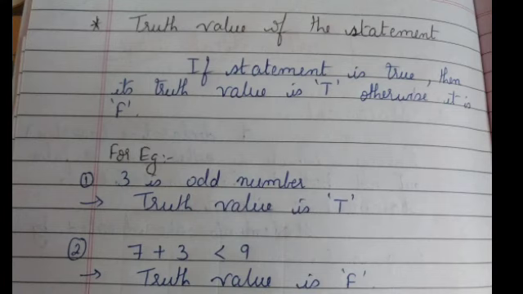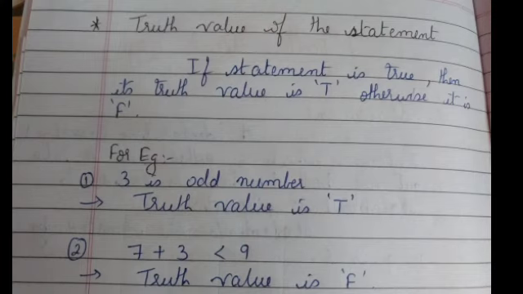Now we are going to study the truth value of the statement. If a statement is true, then its truth value is T. Otherwise it is F. Here I have given examples. First one, 3 is an odd number. As we know, 3 is an odd number is true, so its truth value is T. Second example, 7 plus 3 is less than 9. We all know that 7 plus 3 is 10 and it is greater than 9. So it is false. So we will write that the truth value is F.